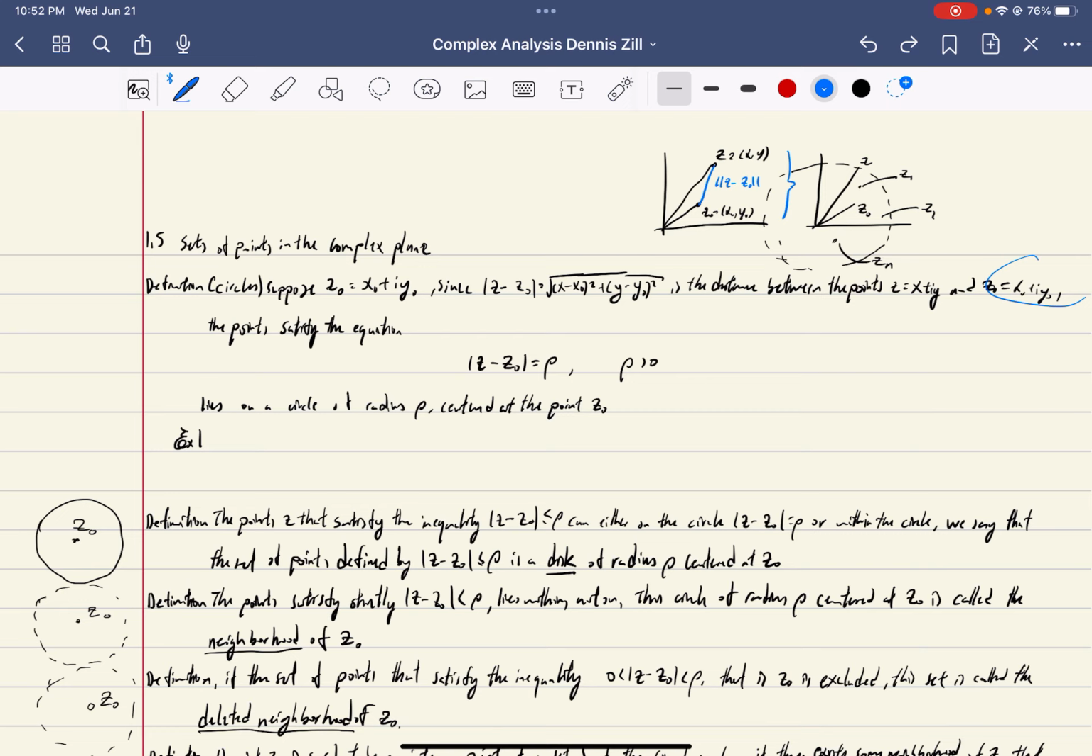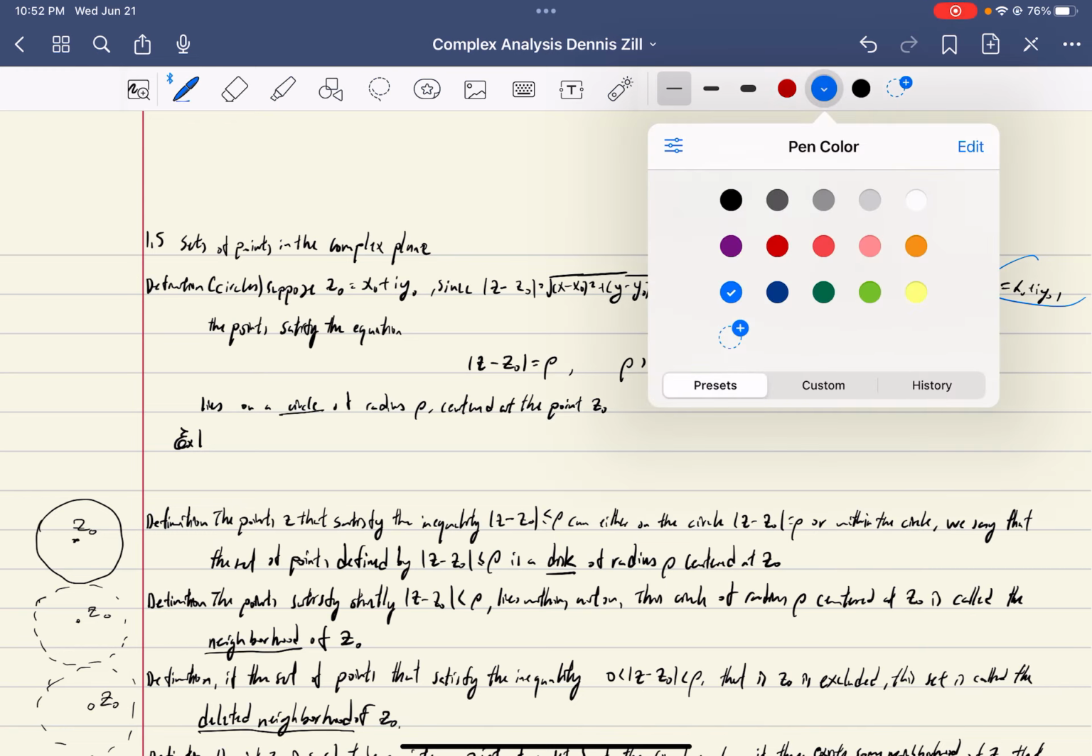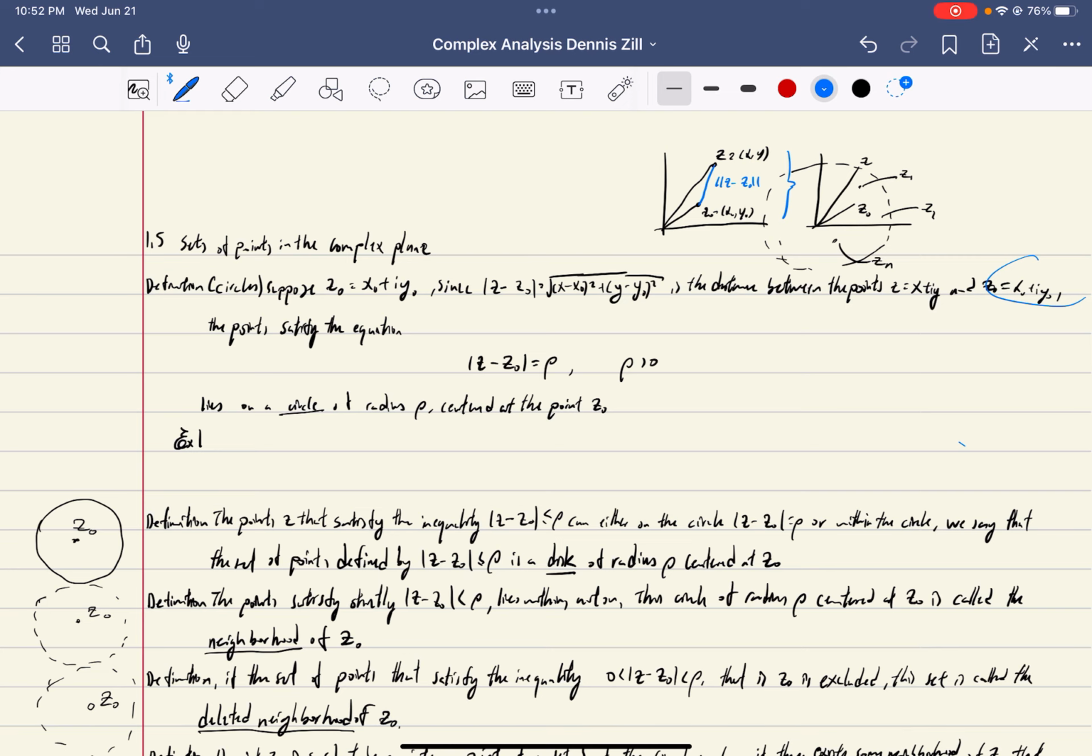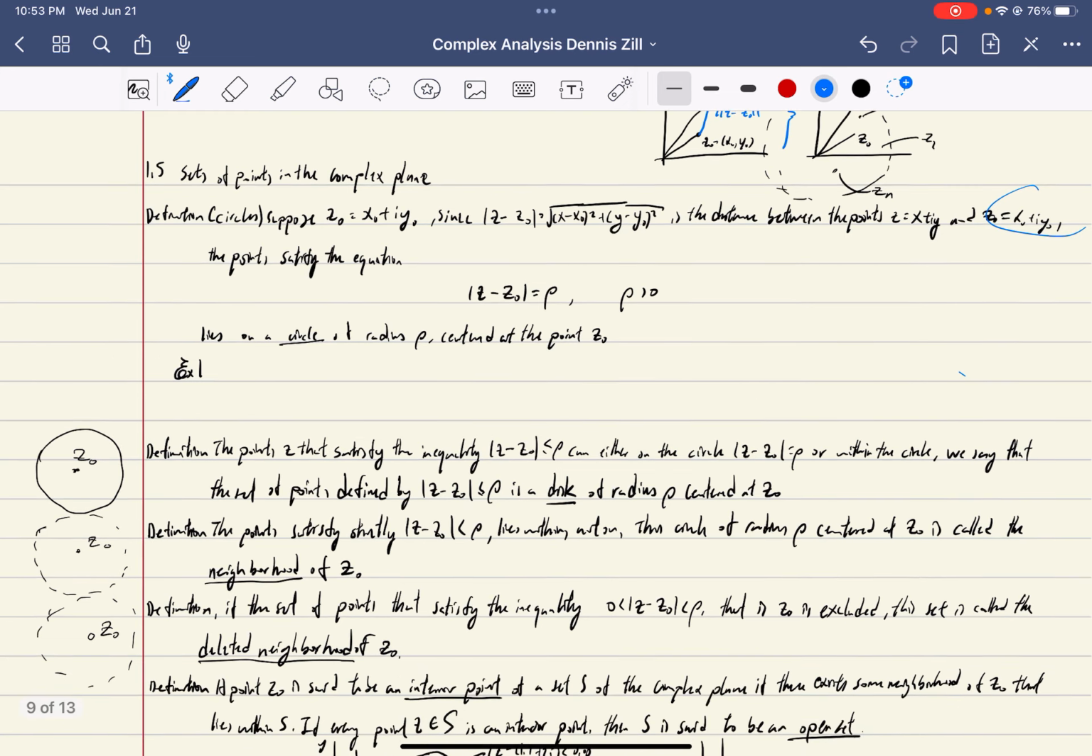If rho is greater than 0, then it lies on a circle of radius rho, a circle of radius rho centered at point z0. So now let's do an example.